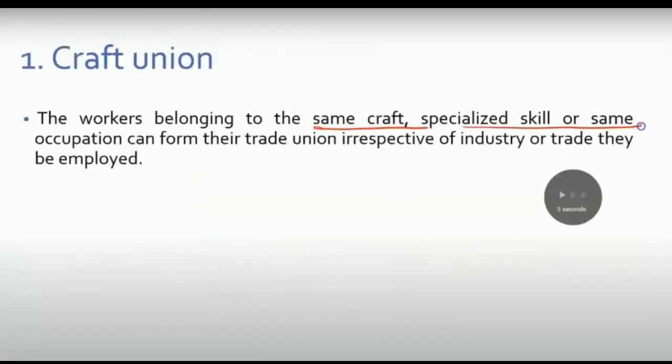The first is called craft union. The workers belonging to the same craft. So what happens? Let's say all the plumbers, based on occupation, all of them are part of a particular union. Like rather than company specific union, there is an industry specific union, there is an occupation based trade union. So those are called craft union, right? So there could be plumbers union, home helpers union, drivers union, teachers union, there could be multiple such kind of unions, based on profession and job.